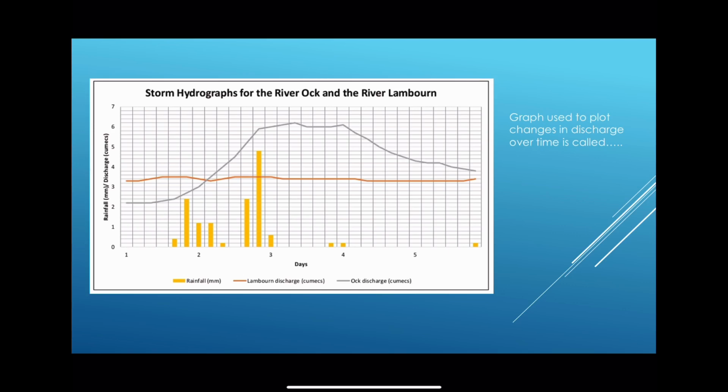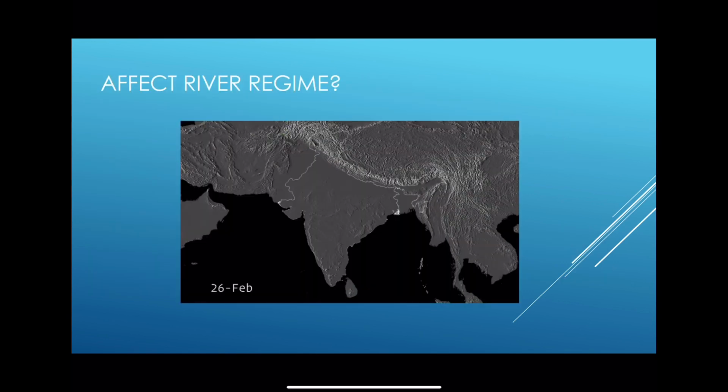When we look at these changes over a longer period of time, so this is a couple of days on here, but if we looked at over a year, the seasonal variations in that discharge is what we call a river regime. So as I said before, different rivers will have different variations over a period of time in their discharge, and that is what we call a river regime.